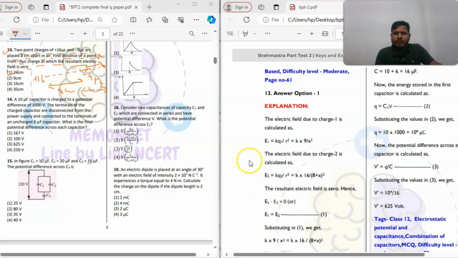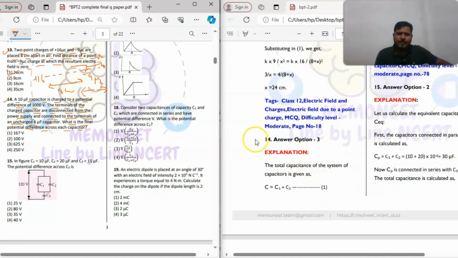Now move to the next question. The question is that a 10 microfarad capacitor is charged to a potential difference of 1000 volt. The terminals of the charged capacitor are disconnected from the power supply and connected to the terminals of an uncharged 6 microfarad capacitor. What is the final potential difference across each capacitor? So how can you proceed for these questions?